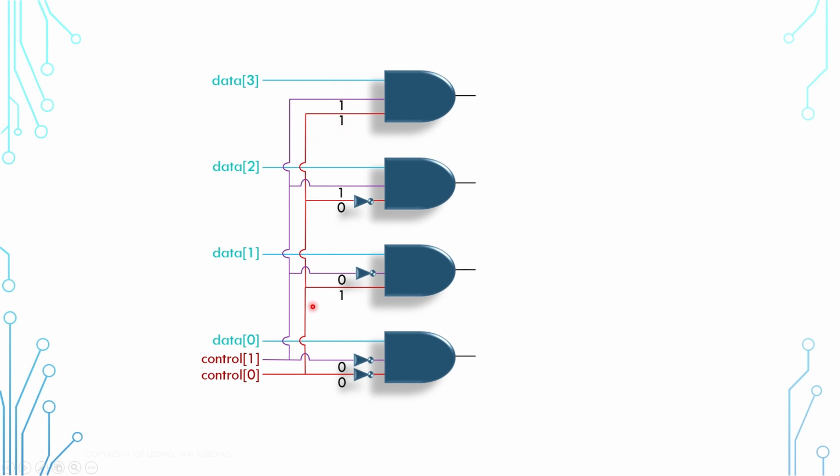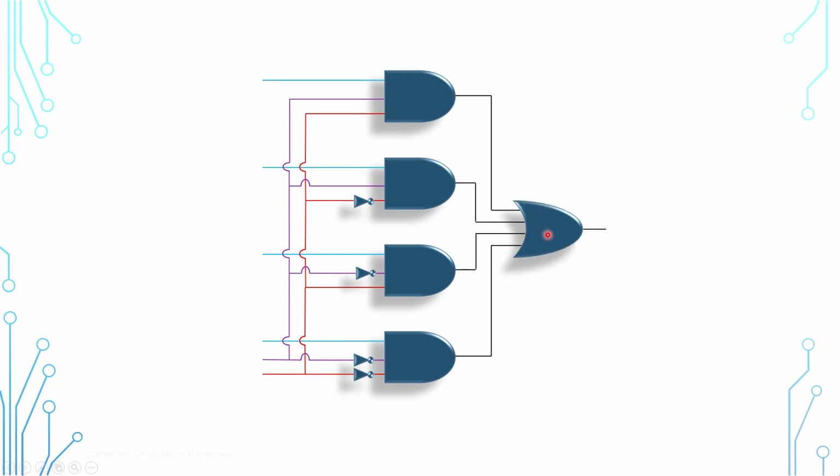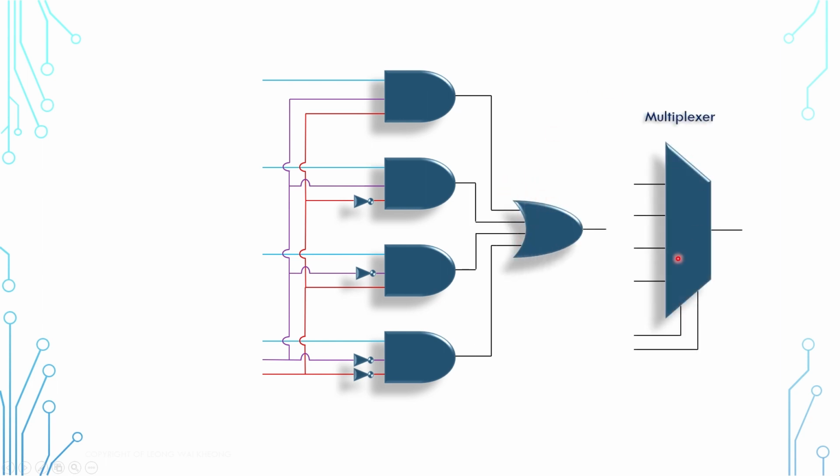You see the control lines here behave like an address. Its value indicates which AND gate is to be enabled. Now, if you pay attention, only one of these outputs is active. The rest remains 0. And so we can put an OR gate here, and thus we have created a multiplexer, which is a many-to-one selector.